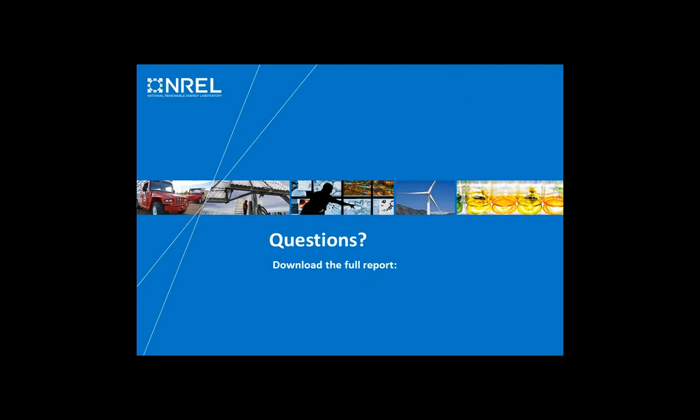The Solar Prospector data is accessible either directly from SAM by clicking the download data button on the location and resource page, or you can go to the Solar Prospector website itself where you can click on a map and download the data. I think Janine showed a picture of that map on one of her slides. And if you just Google NREL Solar Prospector, you'll get to that website. And again, the data is free.